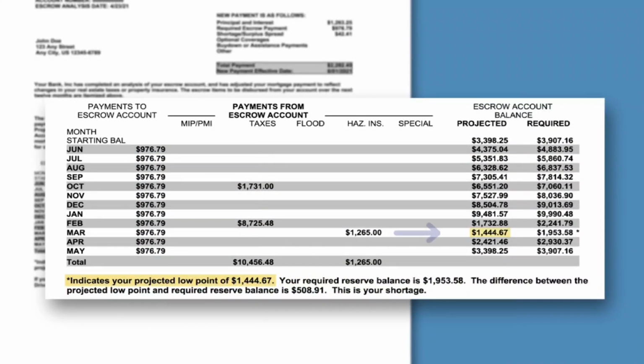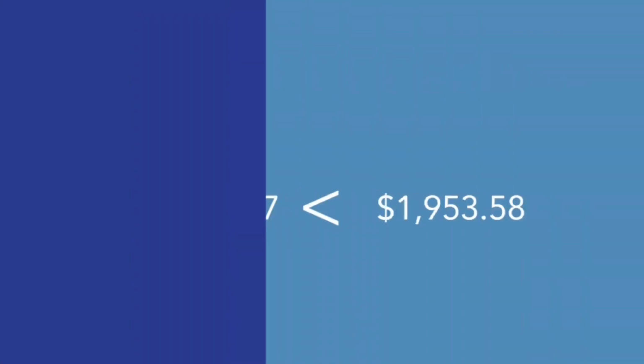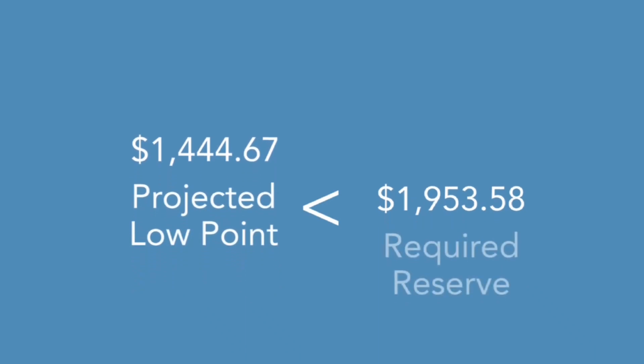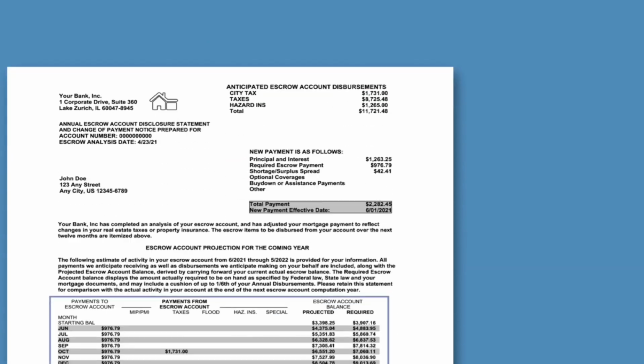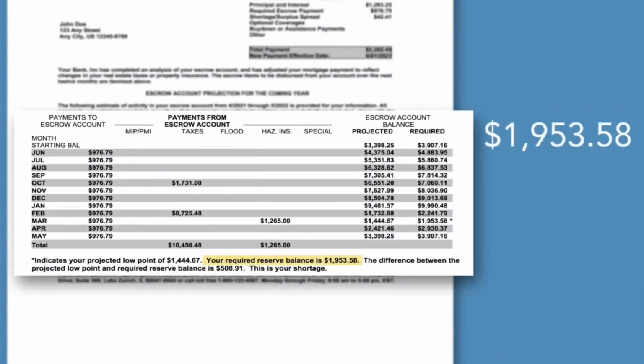In this section, you'll see the lowest projected balance, referred to as the projected low point. The sample statement indicates a projected low point of $1,444.67. This amount is compared to your 2-month reserve, or cushion, to determine if a surplus or shortage exists. When the projected low point is less than the required reserve, a shortage occurs. In our example, the required reserve of $1,953.58 is compared to the projected low point of $1,444.67, resulting in a shortage of $508.91.